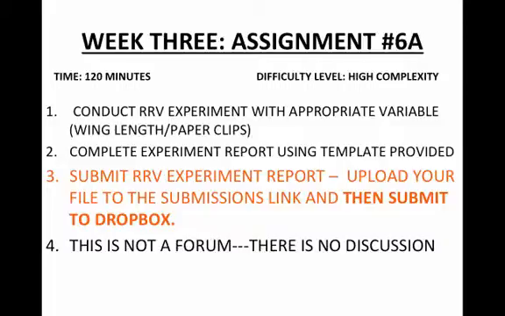As I mentioned earlier, assignment 6 is broken up into 2 parts. Assignment 6A is approximately 120 minutes with a difficulty level of high complexity. For assignment 6A, you will conduct the RRV experiment with the appropriate variable. Your group is either assigned wing length or paper clips. Please refer to your experiment plan from assignment 5 to complete your actual experiment from assignment 6.